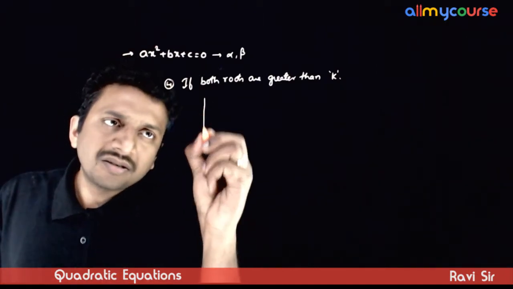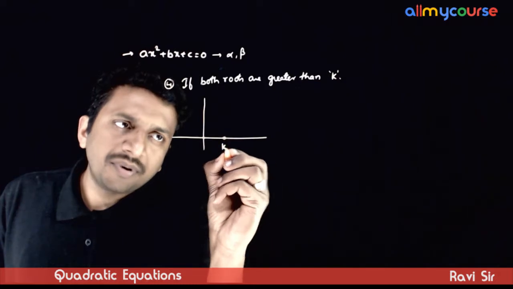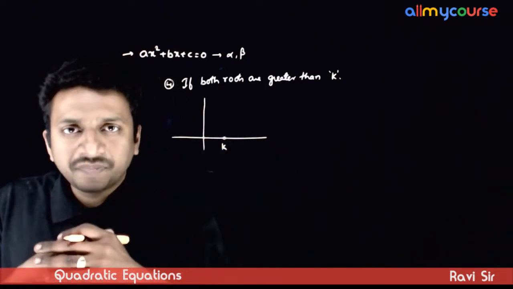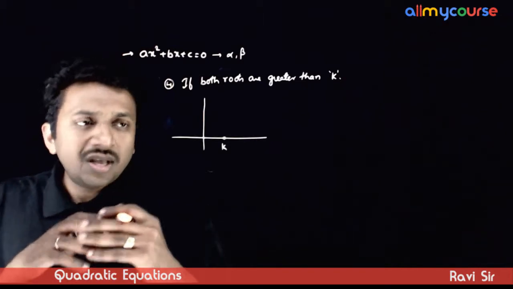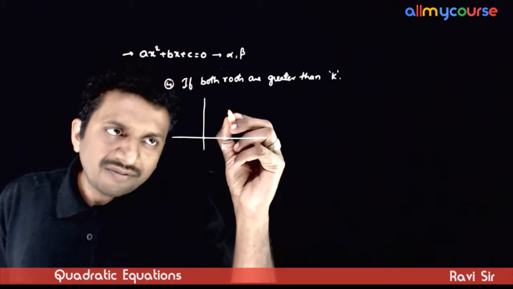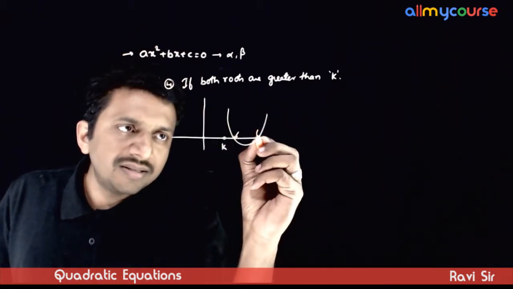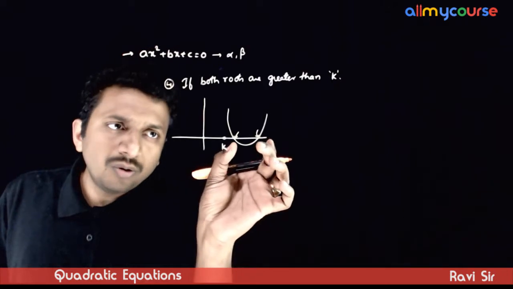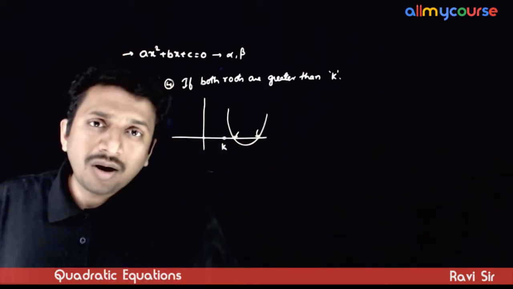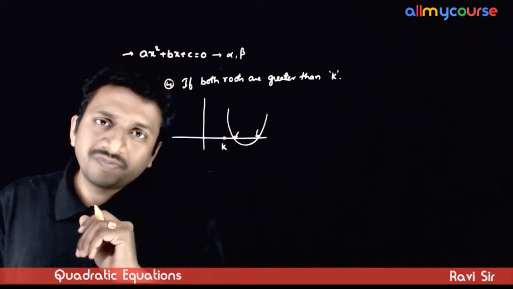That means if you take the graph, assume that k is some number. k can be 2, 3, minus 2, minus 1, and so on. So if both roots have to be greater than k, that means the graph has to lie something like this. That is, this is one root and this is the next root. So both the roots should be greater than k. Now what is the condition which ensures that this happens?